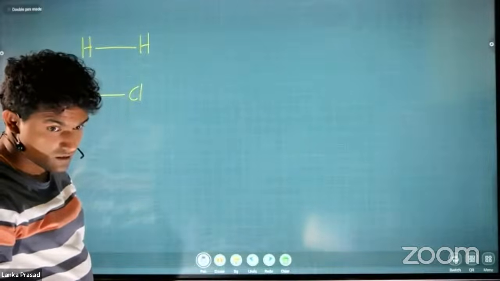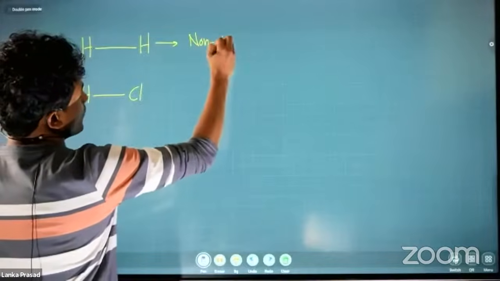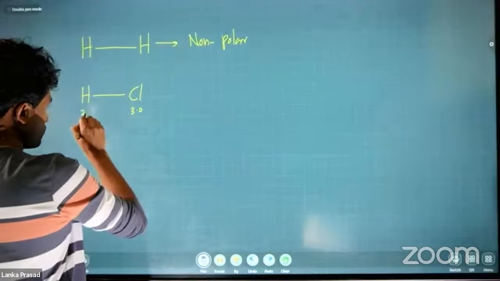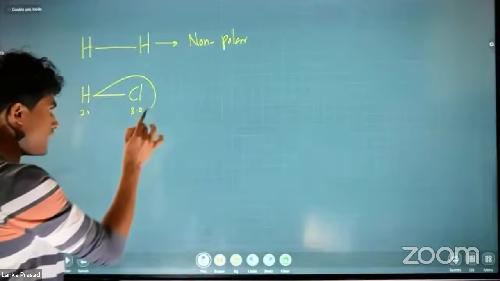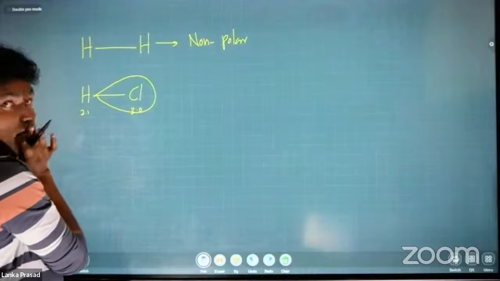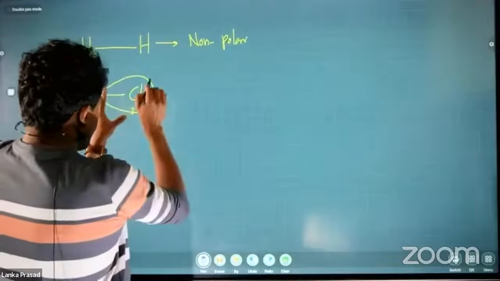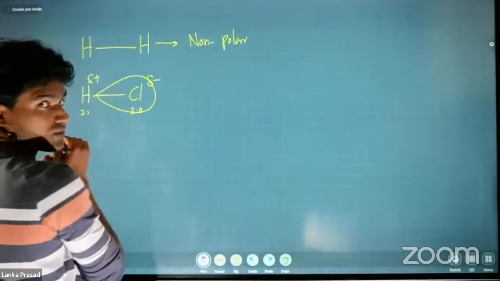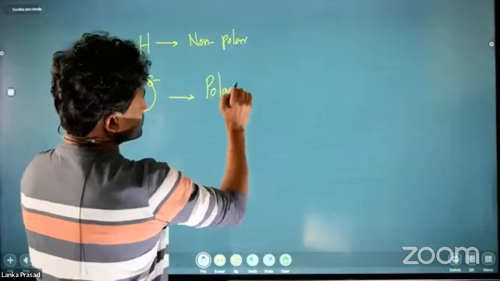Then we call them non-polar. Here it is 3, here 2.1, those are the electronegativities. The chlorine attracts more bonded electrons towards it because its electronegativity is high. So around the chlorine, electron density is high. Electron means negative, so that is delta negative and that is delta positive. Delta means slightly. That type of bond we call polar bonds.